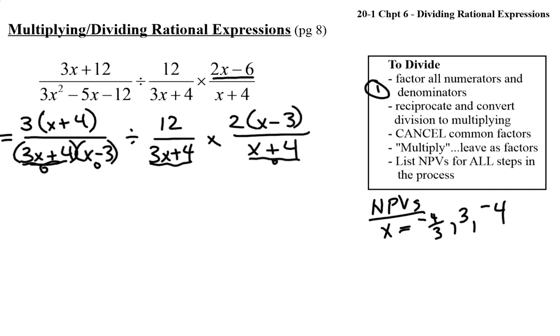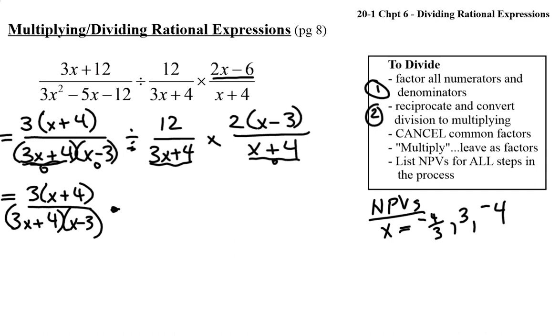So we've dealt with NPVs, we factored, now we have to reciprocate and convert to multiplying. So this will equal our 3 times x plus 4 over 3x plus 4 times x minus 3 doesn't change. However, division is going to become multiplying, so we have to reciprocate. Our multiplication doesn't change. We're happy with multiplying, so we keep it as is.